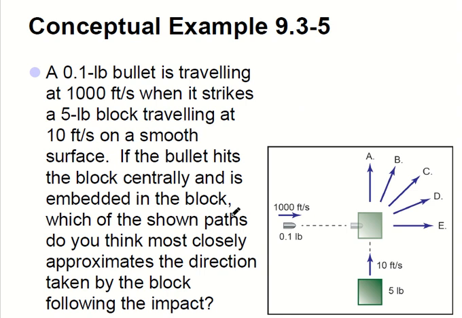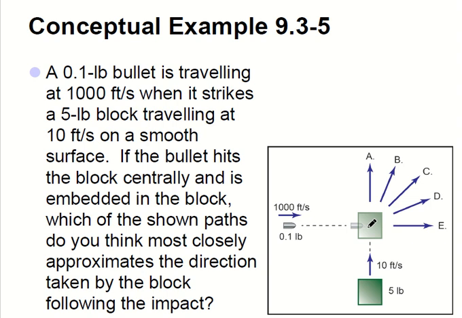All right, we will go into another example. We have a 0.1 pound bullet traveling at 1,000 feet per second when it strikes a 5 pound block, which is this guy right here, traveling at 10 feet per second on a smooth surface. The bullet hits the block centrally and is embedded in the block. This guy is going to come in here and hit it centrally.